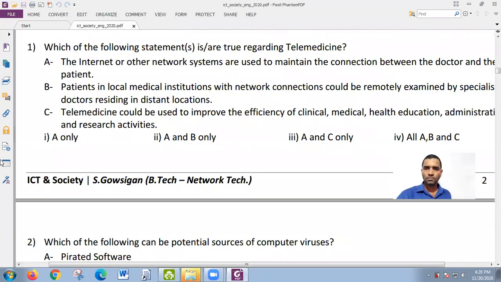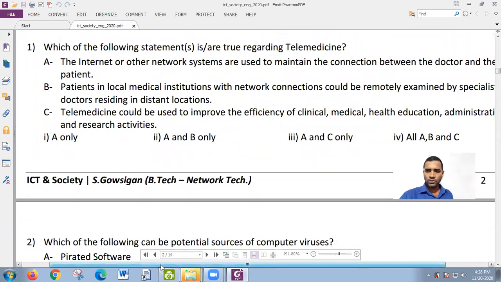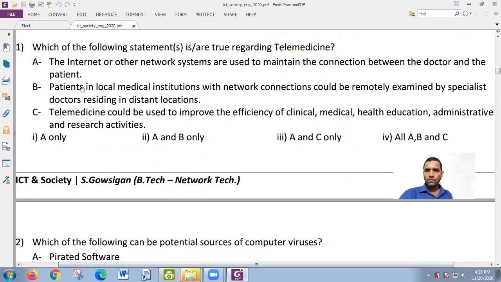2014. Okay, look at the question. Which of the following statement or statements is true regarding telemedicine? Okay, so it's about telemedicine, the one that you have studied in grade 10 first unit, right?